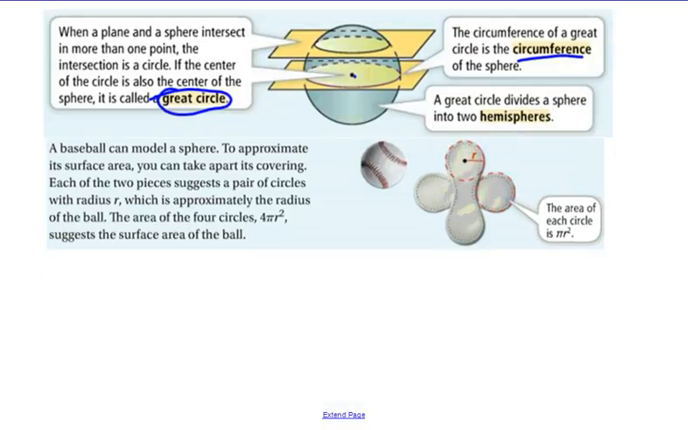Now, something important to look at is this drawing. It's like a baseball. A baseball is a good model of a sphere. To approximate its surface area, you can take apart its cover. If you actually take apart a baseball, the cover, you take out the seams, it'll look like what's here on the right. Each of the two pieces suggests a pair of circles with a radius of r, which is approximately the radius of the ball. If you picture it, there are four circles there, a little bit smaller than the great circle, but it averages out. The area of the four circles would be the surface area of the whole ball. That's where this 4 pi r squared comes from.